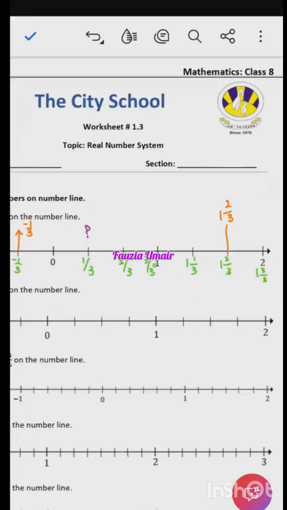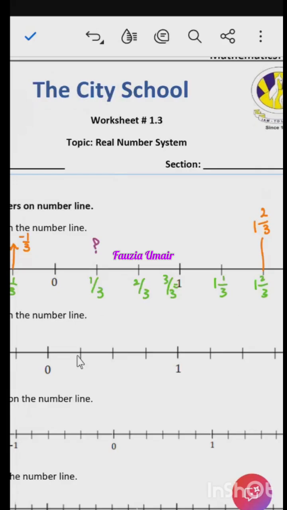So in the second question, you can see there are 4 parts between 0 and 1. So who can tell me what will this be? What will be the labeling on the first marking? Please raise your hand for the answer. 1/4. So then what will be the second one? It would be 2/4. So 2/4 is basically 1/2. So 2/4 or 1/2, both are fine. Okay, then it is 3/4. And then definitely it is 4/4, which is equal to 1.